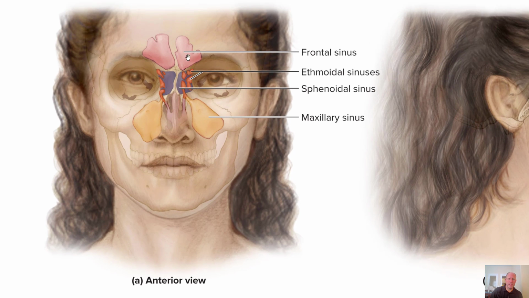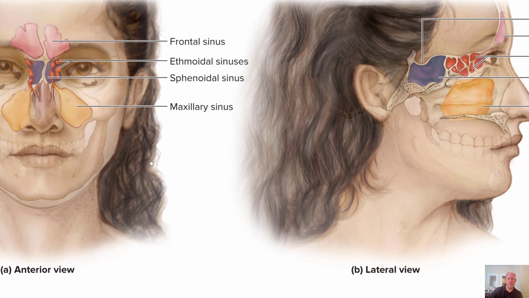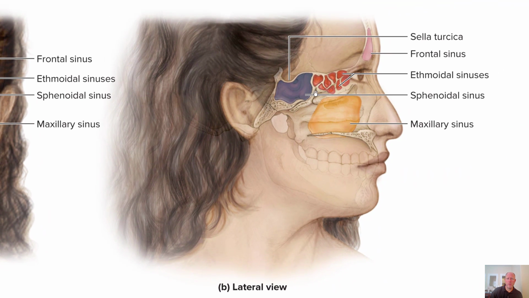Then looking here, we have the frontal sinus for the anterior view here for the sinuses, and the ethmoidal sinuses here, and the maxillary sinus here for the anterior view, and the lateral: sella turcica, frontal sinus, ethmoidal sinuses, sphenoidal sinus, and the maxillary sinus.